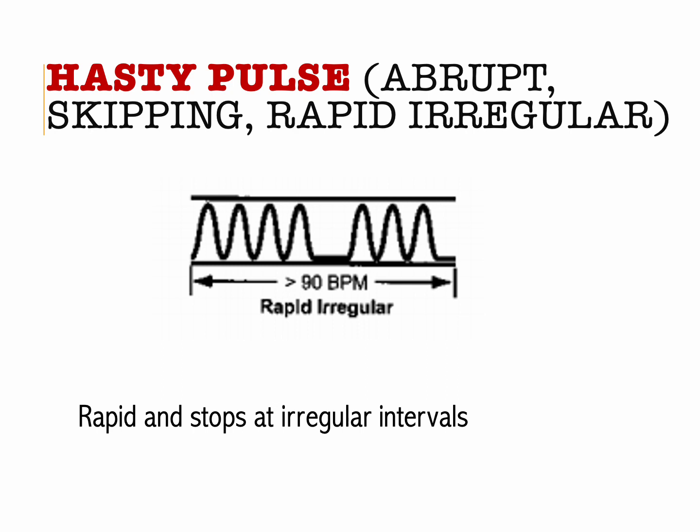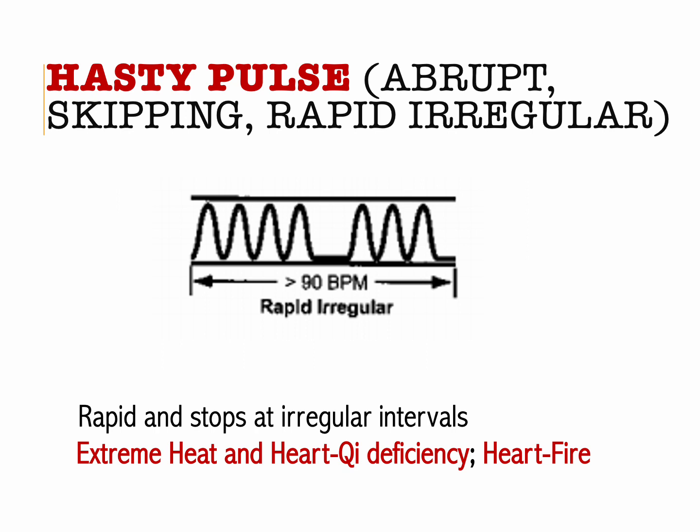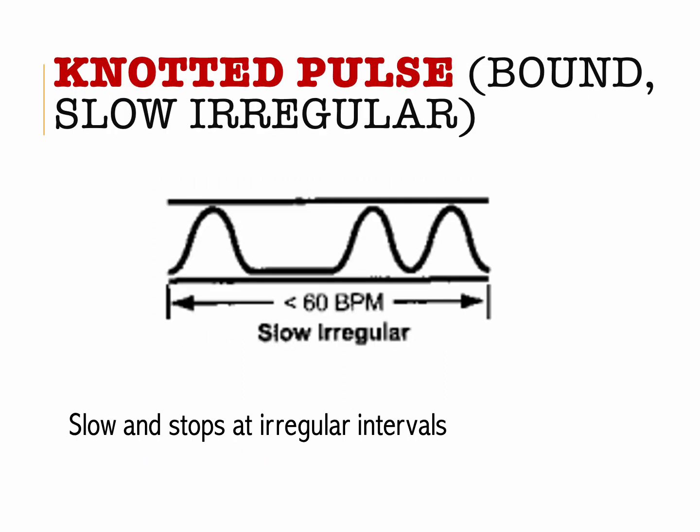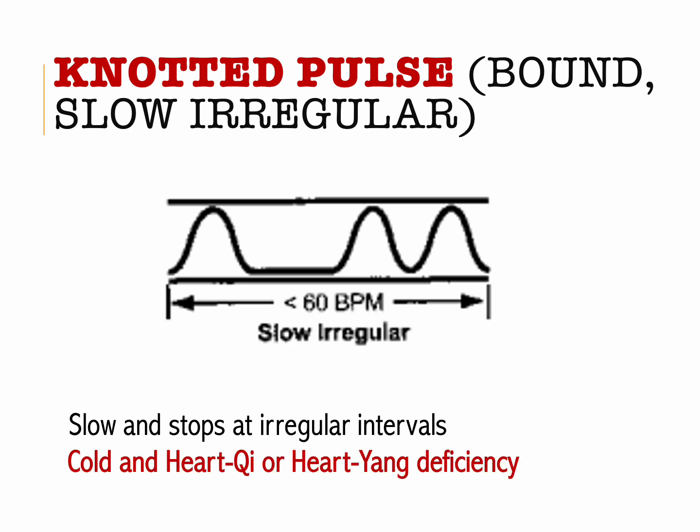Hasty pulse, or abrupt, skipping, rapid, irregular pulse, is rapid and stops at irregular intervals. Hasty pulse indicates extreme heat and heart Qi deficiency, also felt with heart fire. Knotted pulse, or bound, slow, irregular pulse, is slow and stops at irregular intervals. Knotted pulse indicates cold and heart Qi or heart yang deficiency.